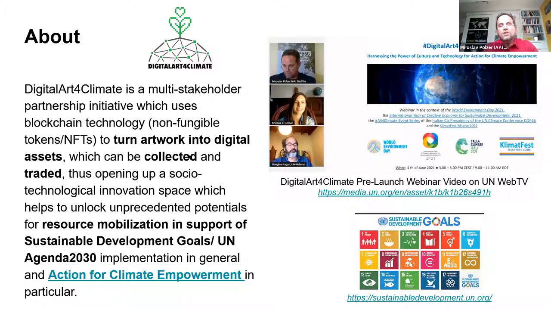Here you see an image from the pre-launch event, which was in the context of the World Environment Day on the 4th of June this year. And below you see a list of the 17 sustainable development goals, because our initiative really aims to provide systemic solutions that support the United Nations and support addressing effectively the climate crisis.